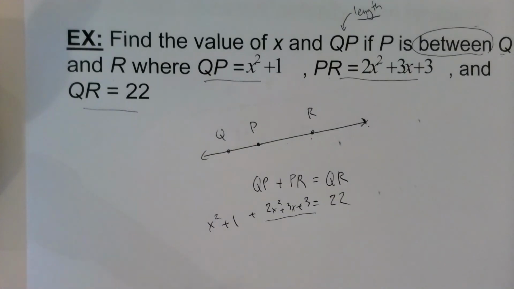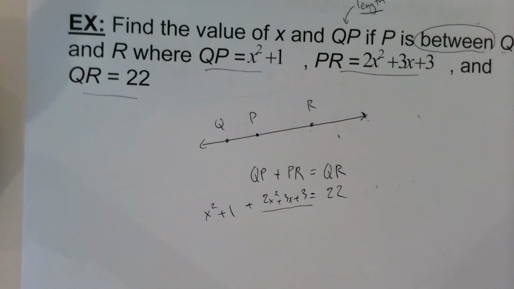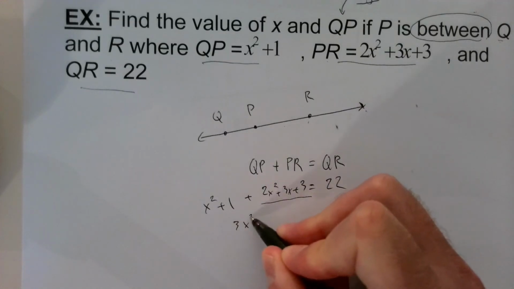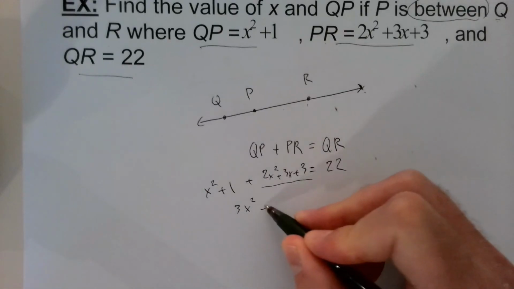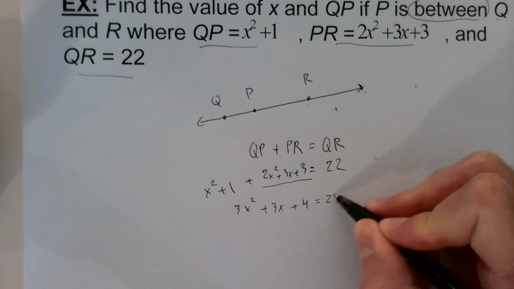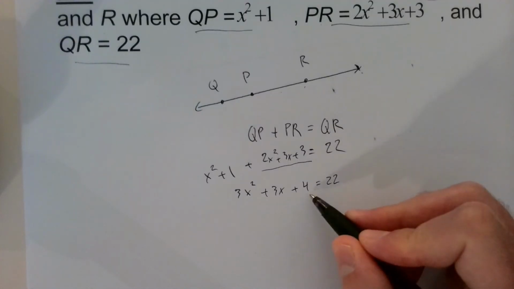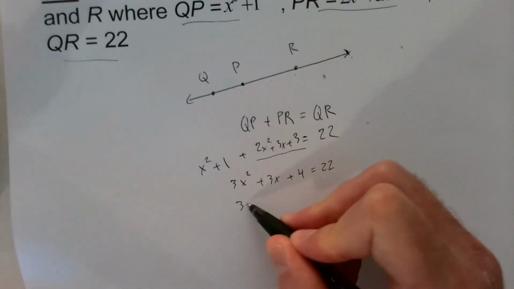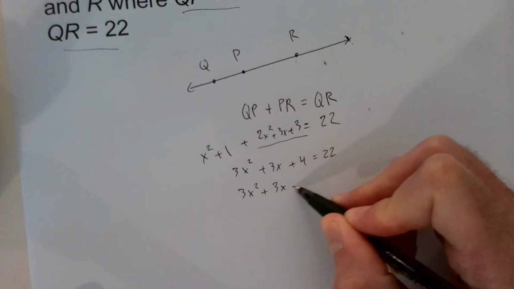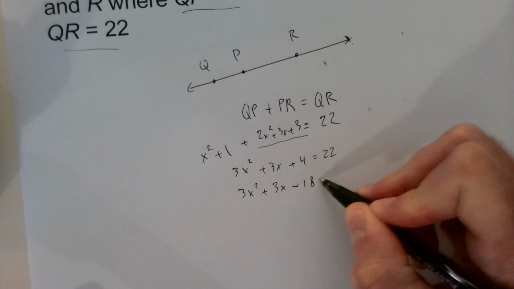Okay, oh look, a quadratic equation. That's probably why we spend all that time reviewing those equations. We're going to use these a whole lot throughout the year. So let's combine like terms: 3x squared plus 3x plus 4 equals 22. I can take away 22 on both sides, and that'll give me negative 18.